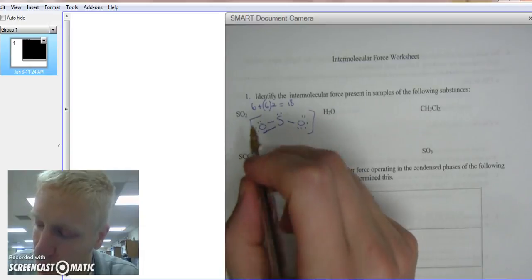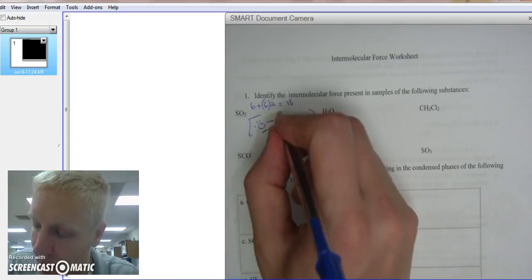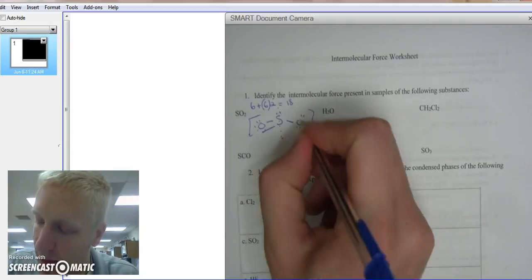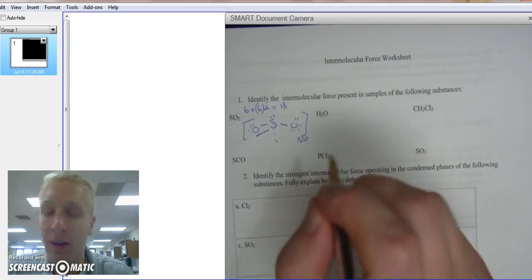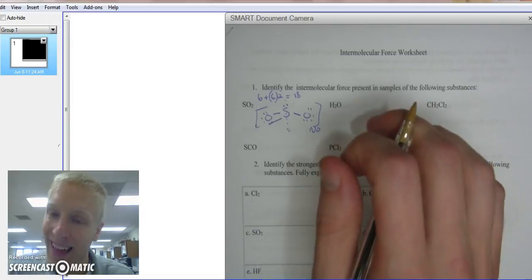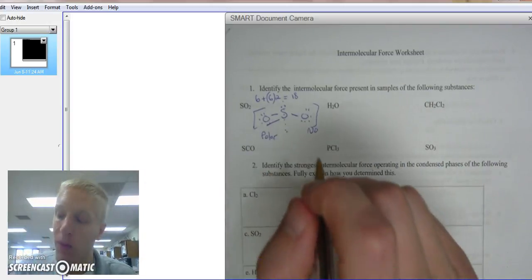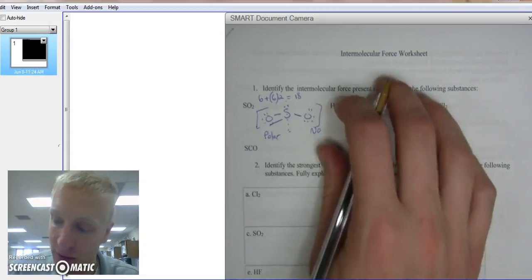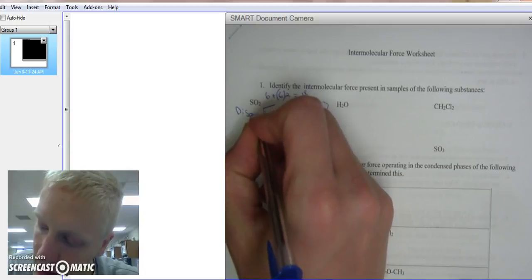So we gotta look at this. Left and right. Is it symmetrical? The answer is no, it's not symmetrical. And if you say no to that question, is it symmetrical? Then it is polar. So this guy is polar. If it is polar, it definitely has dispersion forces. All have dispersion. So we're going to put dispersion.